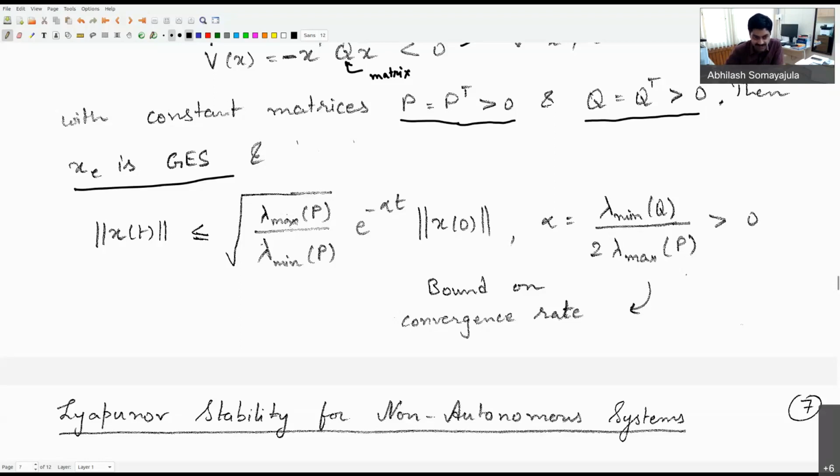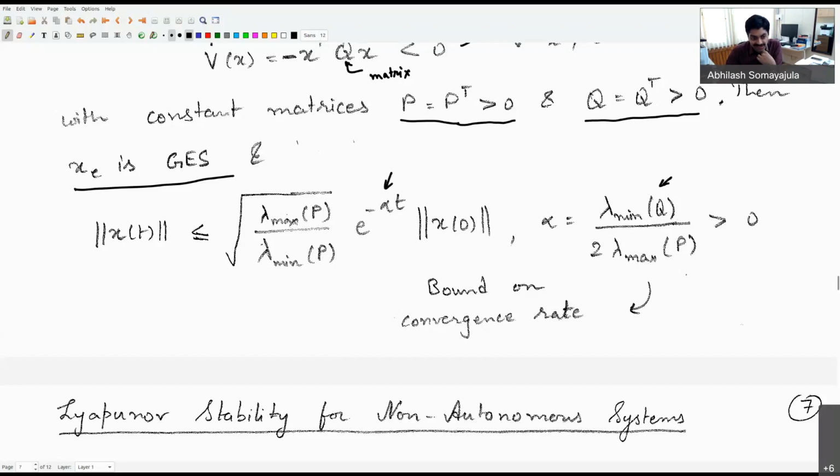Negative definite means all of the eigenvalues are negative. Okay, so on and so forth. So the idea here is that as long as I can prove that P and Q are positive definite matrices, I can actually find a bound on the convergence. And this alpha, the rate of decay of those solutions, will be bounded by the minimum eigenvalue of Q divided by 2 times the maximum eigenvalue of P. That will be the bound rate.